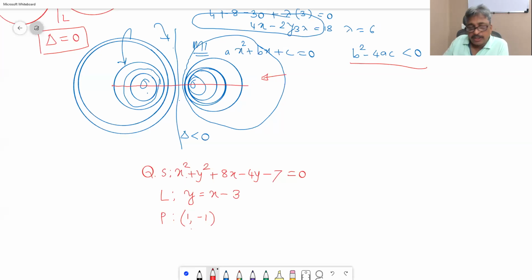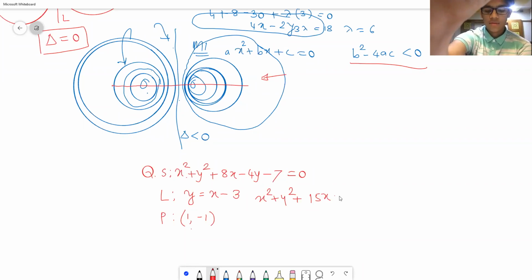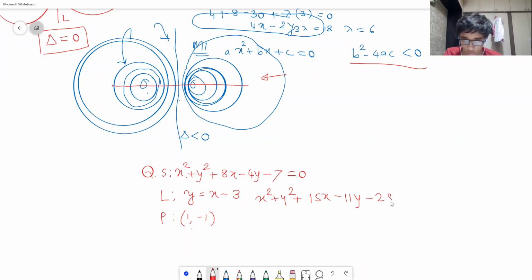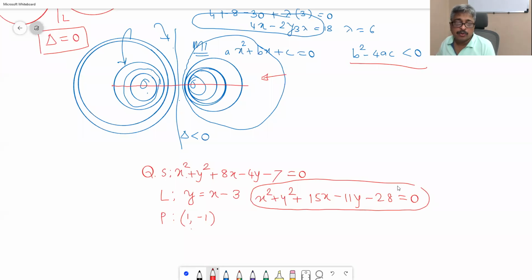For recording purpose, what is the answer for this? Answer is x square plus y square plus 15x minus 11y minus 28. This is the equation. You get it using, now what is this method called? S plus lambda L is equal to 0. S plus lambda L, where S is the equation of the curve, L is the equation of the line.